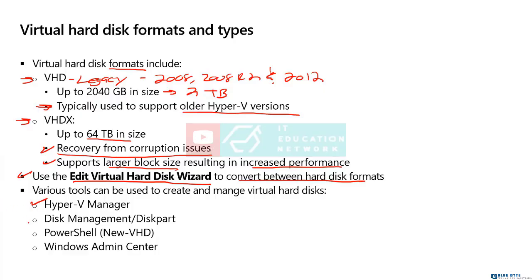You can manage these, and they will be visible in disk management. You can actually go to disk management on a client operating system like Windows 7 or Windows 10, and you can create a virtual hard drive directly in disk management. DiskPart is just the command line equivalent of disk management. You can create this in PowerShell. There's a New-VHD, and you can completely manage virtual hard drives through PowerShell. And you can also do this in the Windows Admin Center.